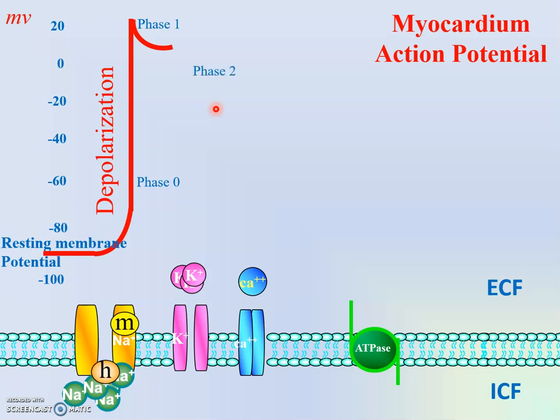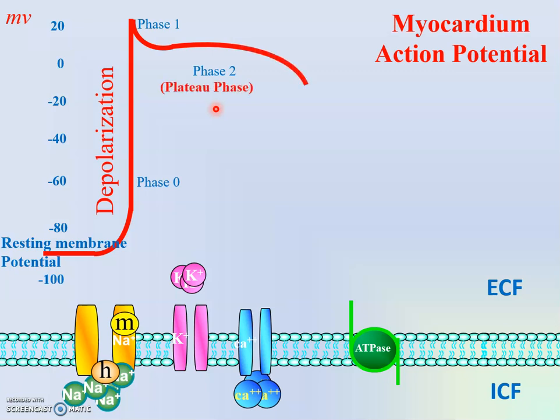After this, phase 2 will start, which is called the plateau phase, where the calcium inward movement starts to take place, and thereby the outward movement of potassium gets balanced. That is the reason why we get a plateau phase. It has a long duration and is called the absolute refractory period, wherein no stimulus of any strength can excite the cardiac muscle. It corresponds to the ST segment of the ECG.